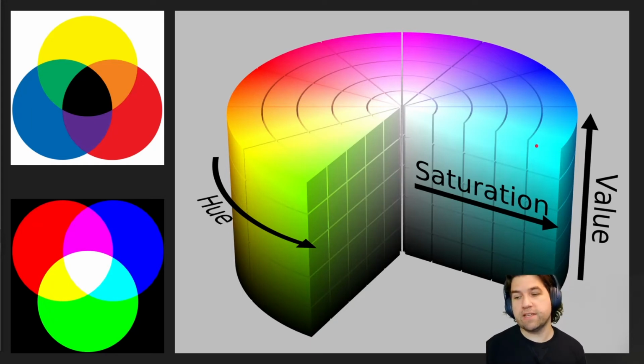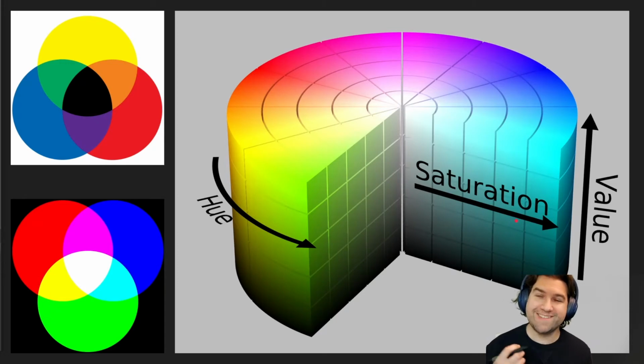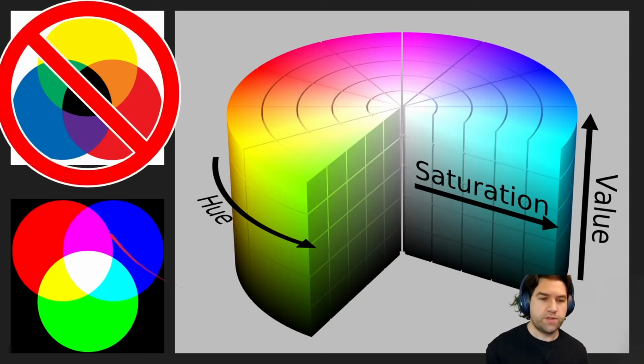And then lastly, we have saturation. How intense is the color? Very desaturated at the center of this model and more saturated to the outside. And in my opinion, saturation is actually the most important because saturation says how big, how important, how vibrant this color is. So this is not a model we use. This is the model we use.